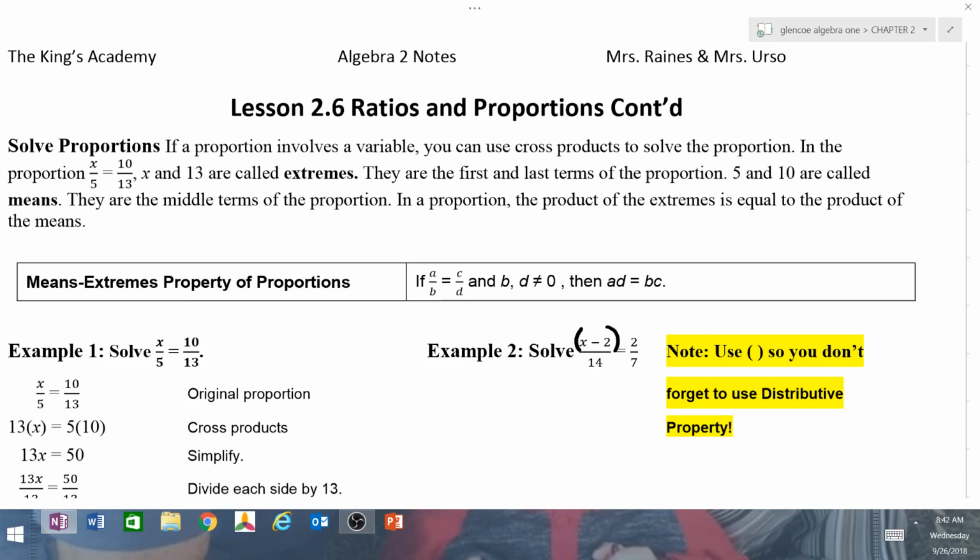So I'm going to make your life easy. I'm not going to make you have to remember which is the extremes and which is the means, because 90% of the students always confuse it. What I do want you to know is to solve a proportion, we cross multiply. So let's do a couple of examples. I know they're worked for you, but I want you to understand what we're doing.